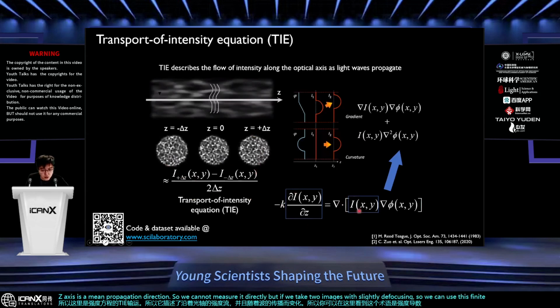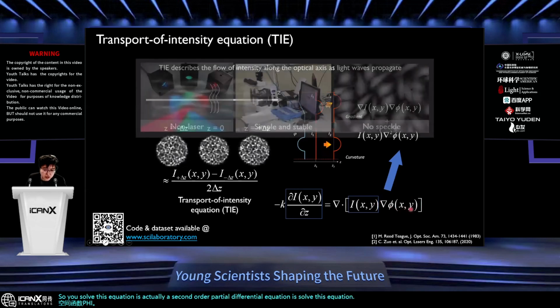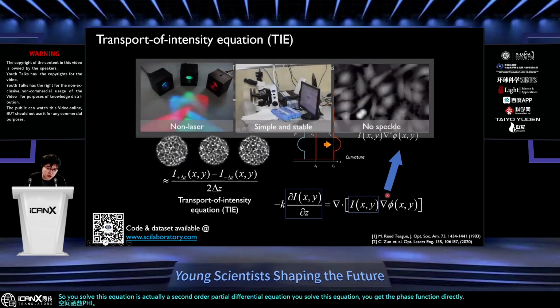Here I(x,y) is just the intensity at the plane you are interested in. In this case, the only unknown term is the phase function phi. You solve this equation, which is a second-order elliptic partial differential equation, and you get the phase function directly, without resorting to interferometry. It is fully deterministic, and there is no need to do iteration.